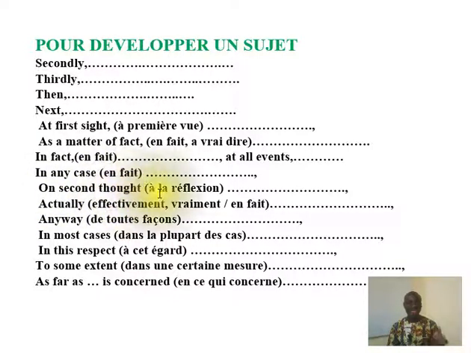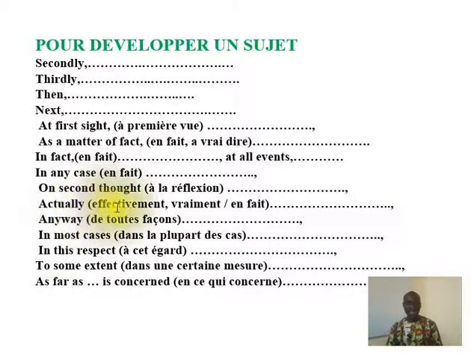On second thought, à la réflexion, ou bien au deuxième point, à la deuxième idée, pour deuxième argumentation. Vous avez donné une première argumentation, une première idée, vous lui donnez un autre avis, une autre idée encore par rapport à ce que vous avez dit. Donc, on second thought, c'est à la réflexion. C'est-à-dire que vous avez réfléchi, vous avez donné un premier point de vue, donné un autre point de vue encore. Voilà.